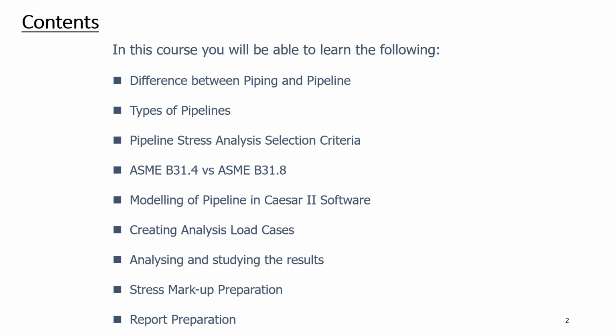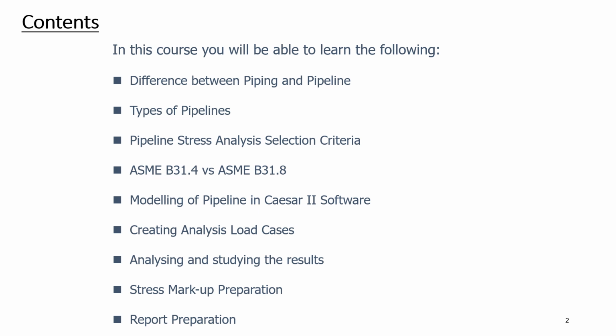So one is compressible fluid and the other is incompressible fluid. Because of this nature, there are certain differences between the code equations and codes as well. So we will try to find out the major differences between ASME B31.4 and ASME B31.8.